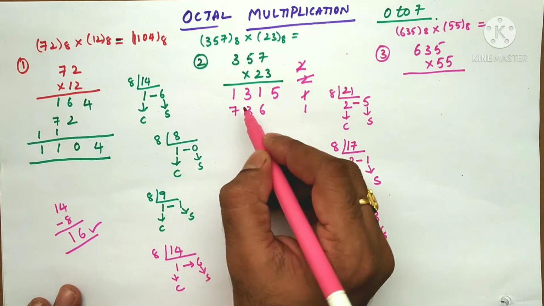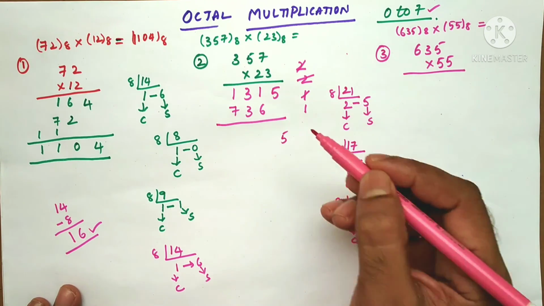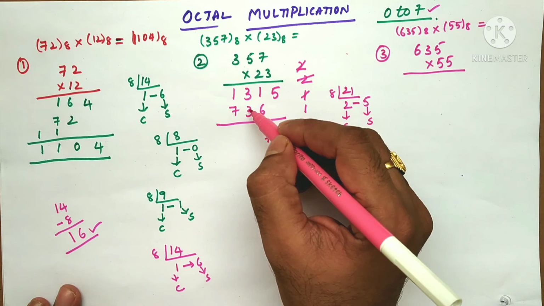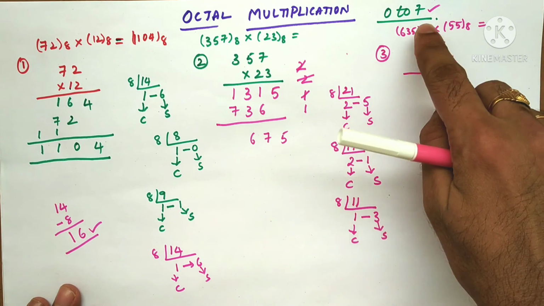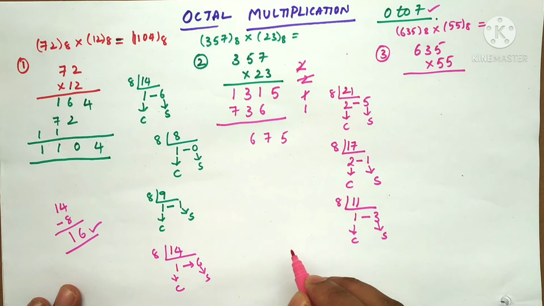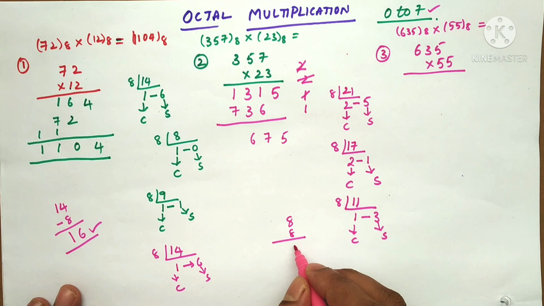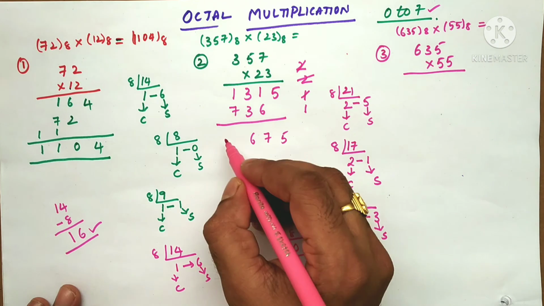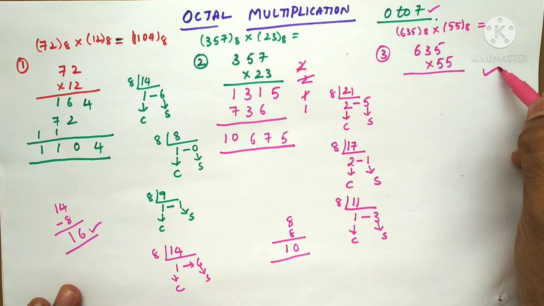So 7 is an octal number. So add now. 5, 6 plus 1 is 7, 3 plus 3 is 6, 7 plus 1 is 8. 8 is not an octal number now. Okay, so convert 8 into octal number. So you have to divide it by 8. So simply subtract 8 from 8, you will get 0. How many times have you subtracted? Only one time. So this is the answer: 10. This is the final answer. Okay, and this problem is left as homework for you.